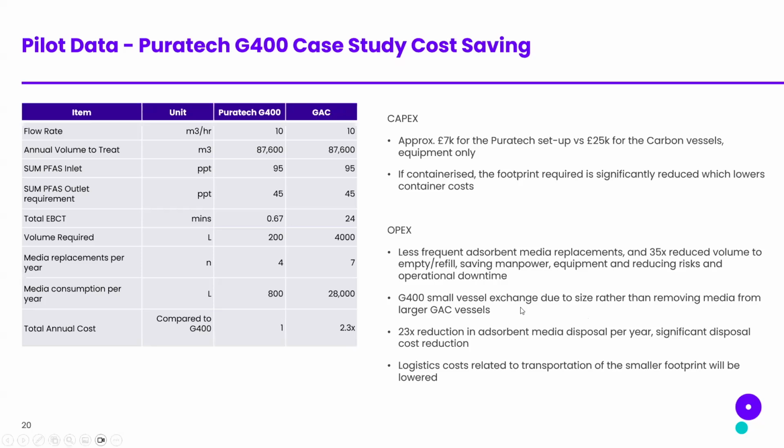Significant reduction in media, so the volume of media is reduced by about 35x. Again, we're changing out the vessel rather than moving the media. And in the disposal, you're significantly reducing the amount of material that needs to be disposed of each year. And obviously, typical disposal costs at an incinerator or some facility are either based on a weight or volume basis. So significant reduction. And logistics, it's a much smaller footprint. Again, these tanks are significantly smaller than you would see with a carbon unit.